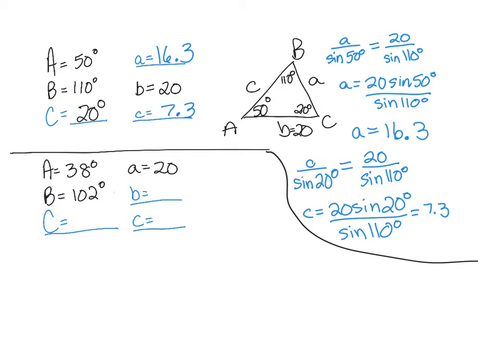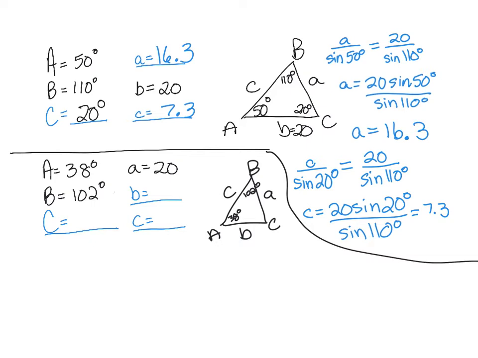All right, next problem. We want to draw a triangle just to keep track. A, B, C, A, B, C. Yours doesn't have to look like mine. Just make sure that the side is opposite its angle. Now, we are told that this is 38. This is 102, obviously not to scale.